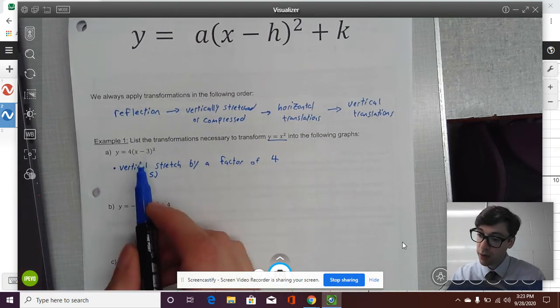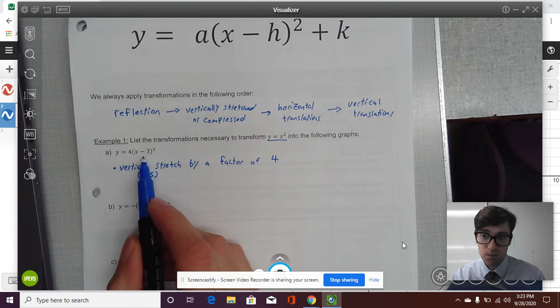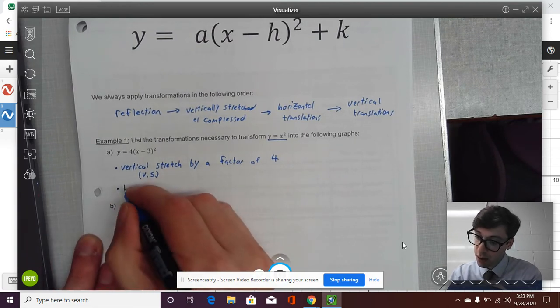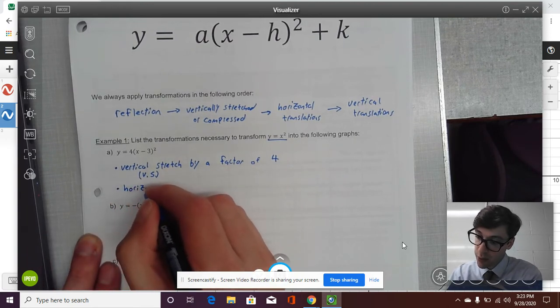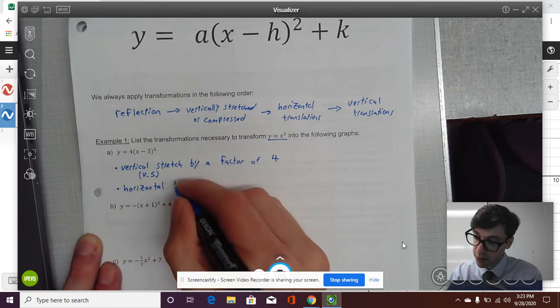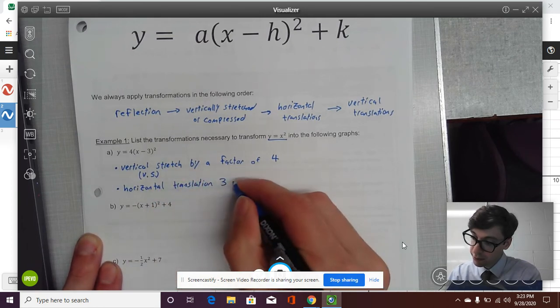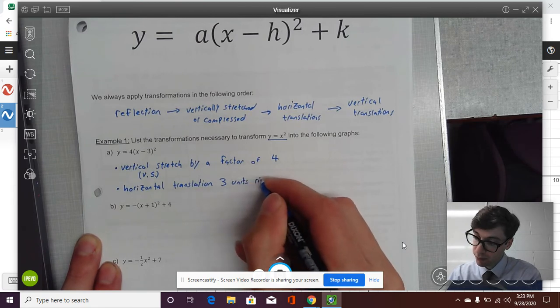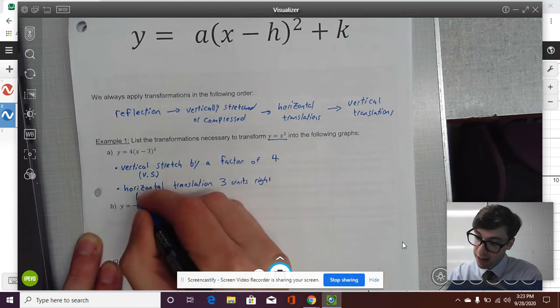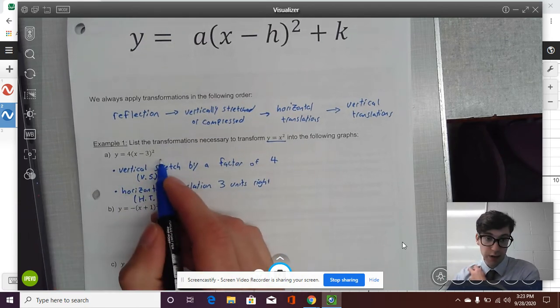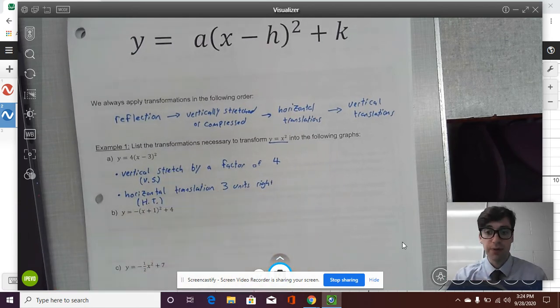What else has happened? Well, there's an H value. H is 3. That means the whole parabola has been shifted horizontally 3 to the right. So the way we write that is horizontal translation 3 units right. And again, if you'd rather write HT instead of horizontal translation, no problem. And then we don't have a K value, so this parabola hasn't been moved up or down.